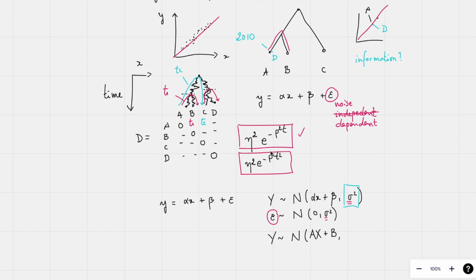So we would say that the covariance matrix is eta squared exponential minus rho squared times D. So here note that D is an entire matrix, here is the matrix which is there. So that means that all the terms that we have here are matrices. This here is actually a vector of 4 elements, and here this is a matrix of 4 by 4 that contains all the terms of covariance between all the species that are here.